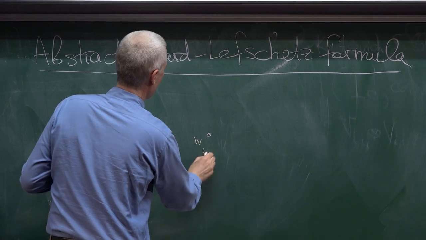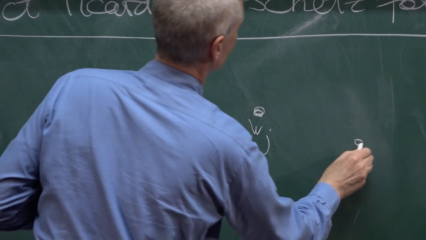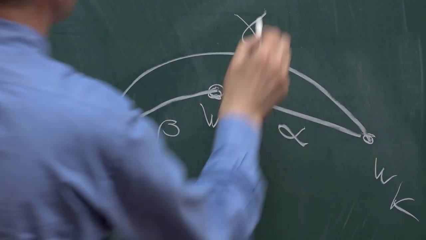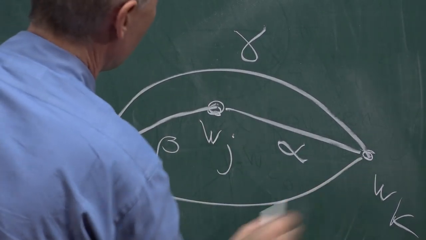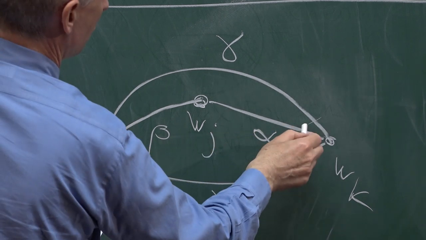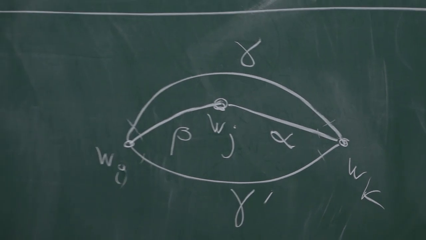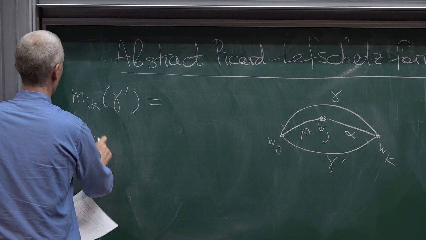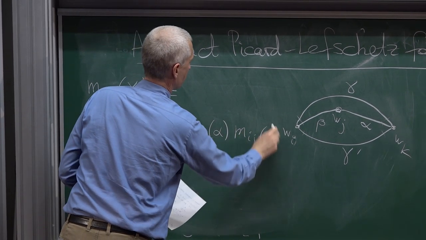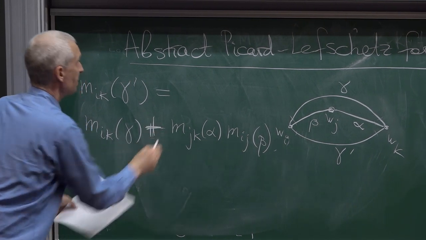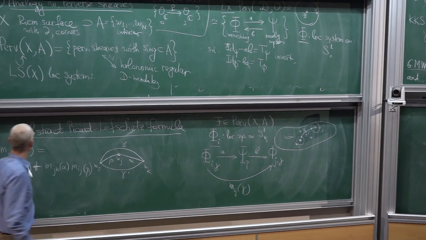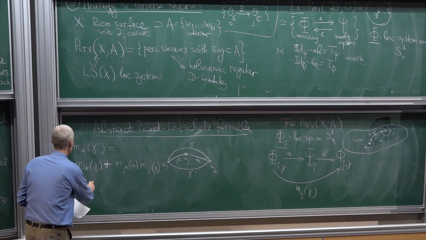Suppose you have three points, Wi, Wj, and Wk, and suppose I have such paths. This is path alpha, this is path beta, and this is path gamma, which is nearby. And we want to move it across this point. It would be some path here called gamma prime. So we can identify all the spaces of vanishing cycles here, here, and here, and also here, here, and here. And the formula would be like this: m i k of gamma prime equals m i k of gamma plus the composition m j k of alpha, m i j of beta. This formula is simply a direct consequence of the fact that the monodromy is given by such identities, the identity of three terms. If we work it out here, those three terms will translate to this. So this is a kind of wall crossing.